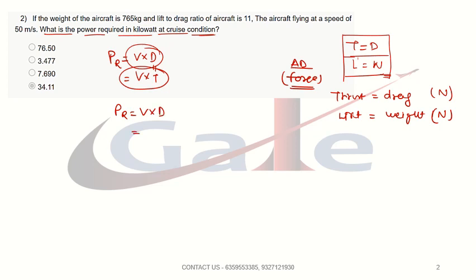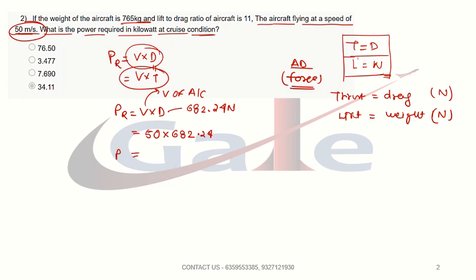Now we have the same question, and we have calculated the drag value, right? Drag was 682.24 Newton, and the velocity of the aircraft is given: the aircraft is flying at a speed of 50 meter per second. So we know this is 50, the velocity of aircraft, and drag is 682.24, which is also equal to thrust.